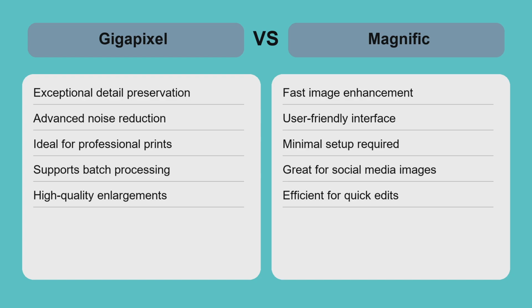Magnific shines in fast-paced environments like social media content creation or quick client previews, where speed and ease of use outweigh the need for perfect detail. The trade-off is that Magnific may miss subtle textures and produce softer results. Choosing between them depends on whether you prioritize ultimate image quality or rapid hassle-free enhancement. Both tools improve image resolution beyond traditional methods, but their strengths cater to distinct workflows and user expertise levels.